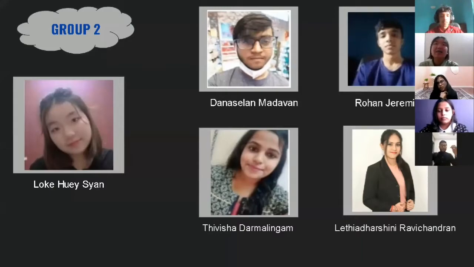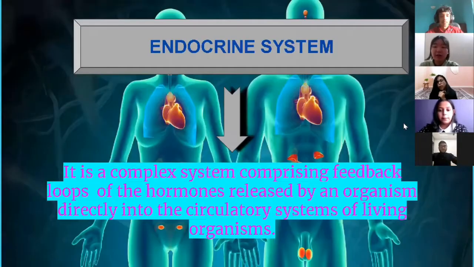So let's look at our topic, endocrine system. What is the endocrine system? The endocrine system is a messenger system comprising feedback loops of the hormones released by the internal glands of an organism directly into the circulatory system, regulating target organs. In vertebrates, the hypothalamus is the neural control center for all the endocrine system. Now I will pass the mic to my friend to explain further about our topic.